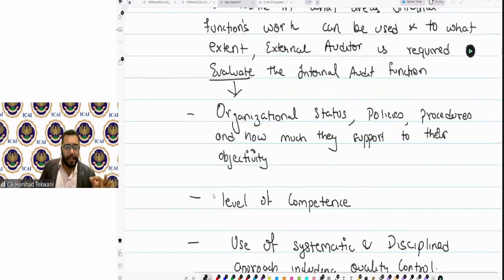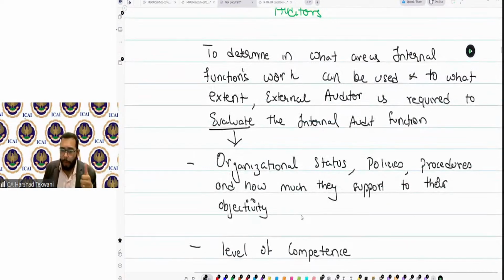If the internal audit function's objectivity and organizational status are such that they support independence, they are competent, they are using a systematic and disciplined approach with respect to their audits, and they are maintaining quality, then in those scenarios you can say that internal audit is independent to a certain extent, and then the work of internal audit can be relied upon by the external auditors.